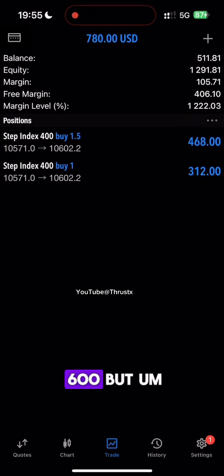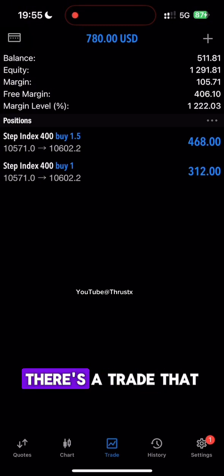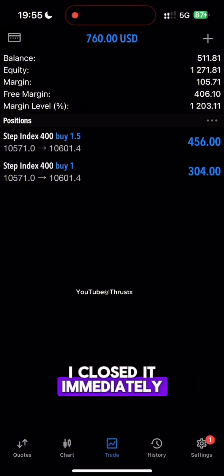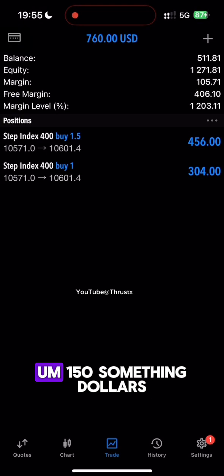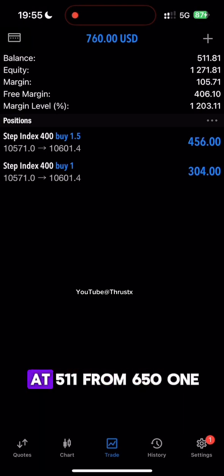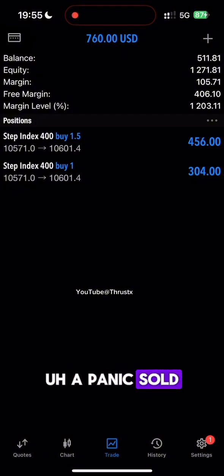So here we're at 600, but there's a trade that I entered in the step index that I entered wrongly, and I panicked and I closed it immediately. So it cost me $150 something. So that is why the account is now at 511 from 651. I panic sold.